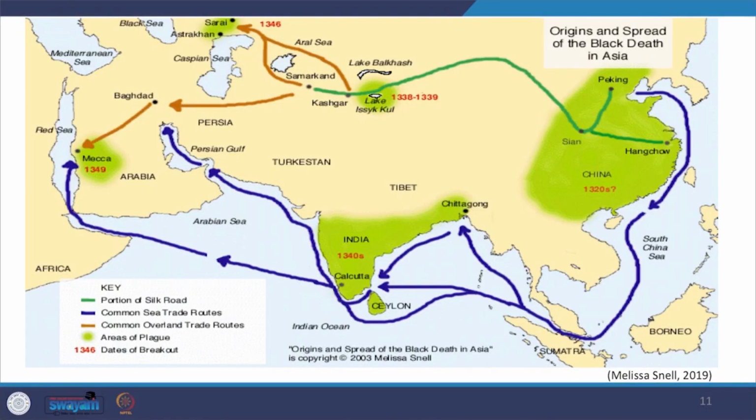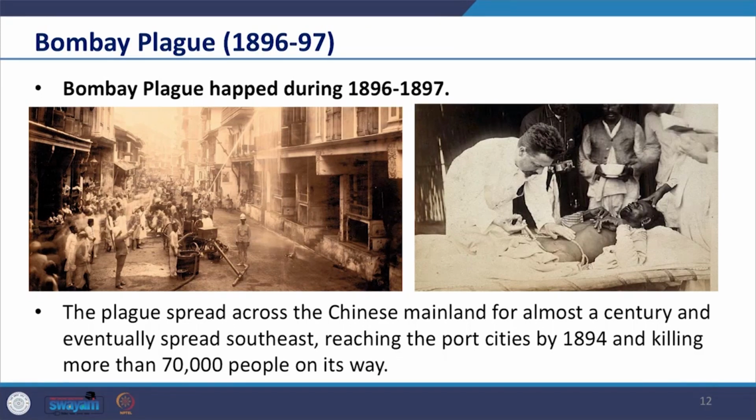The publication by the Science Wire in the health history suggests that the Bombay plague reached India via naval trade routes in September 1896. It was the bubonic plague, which we touched upon in our previous class. It was suggested to have originated in mainland China during the early 19th century. The ruling Qing dynasty at that time was by some accounts reluctant to quarantine patients, since it meant separating them from their families and doing so conflicted with their ethical teaching. The plague spread across the Chinese mainland for almost a century and eventually spread southeast, reaching the port cities by 1894 and killing more than 70,000 people on its way.